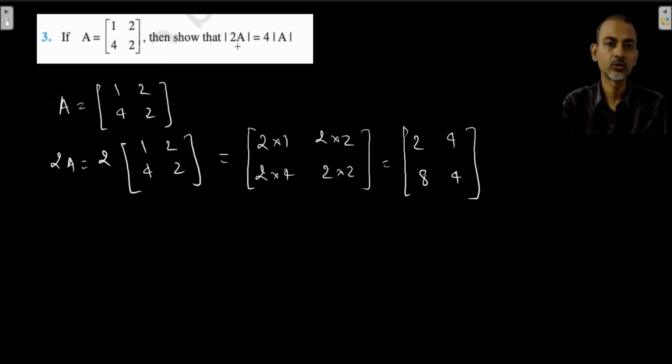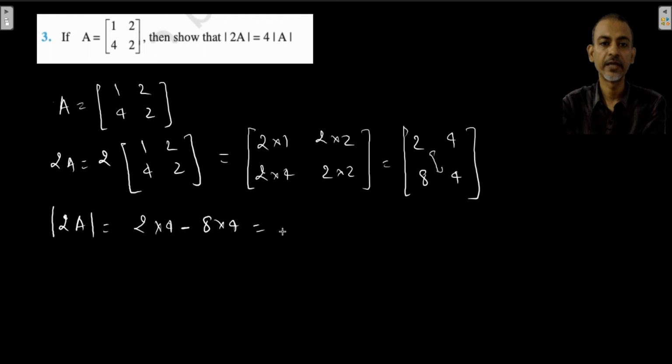Now we are asked to calculate the determinant of 2A. This is not modulus, this is called determinant of 2A. Now 2A is a matrix here, and we have to multiply 2 to 4 first. So we'll multiply 2 to 4 and then subtract 8 into 4, right? So what we'll get here is 8 minus 32, right? So this will be nothing but minus 24.